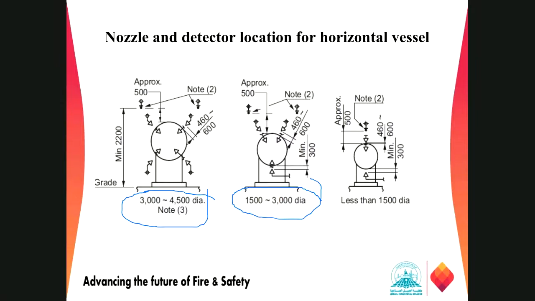If it is less than 1.5 meter diameter, we need 2 nozzles, one at the top and one at the bottom. But we have to make sure about the angle of coverage, right? So from the top it will cover this one, and from the bottom it will cover this one, and from the top it will cover this one.